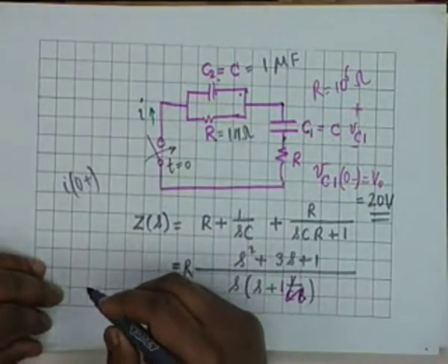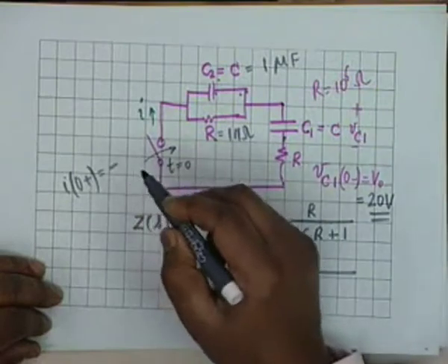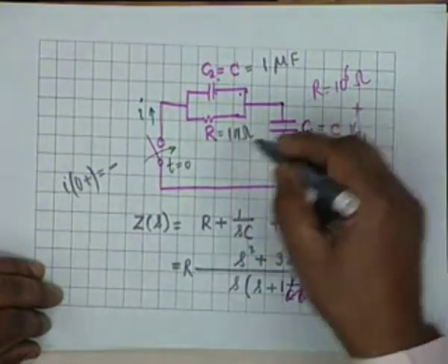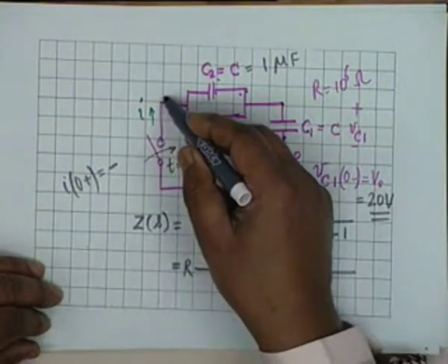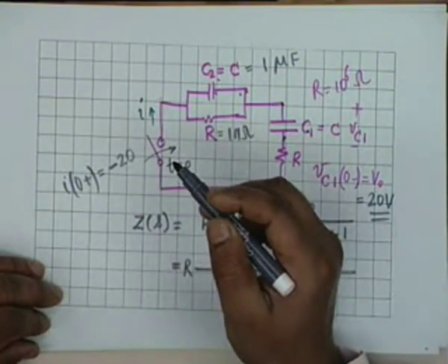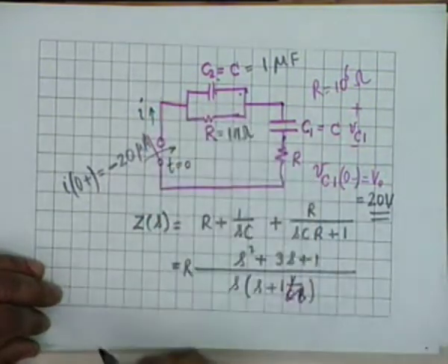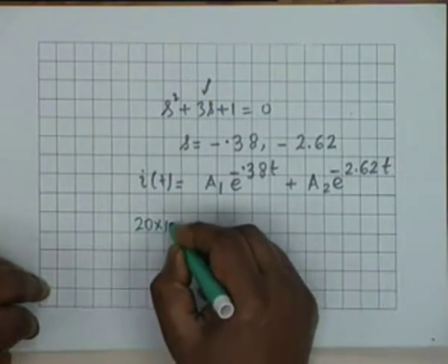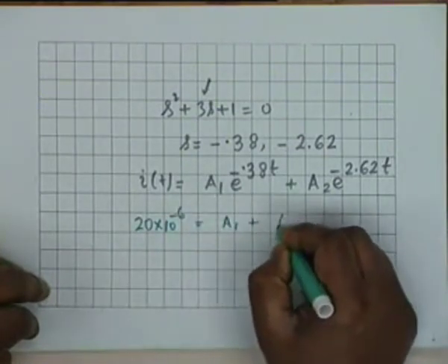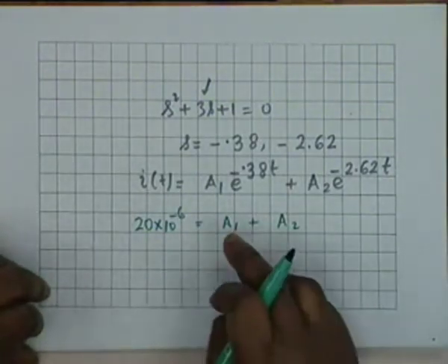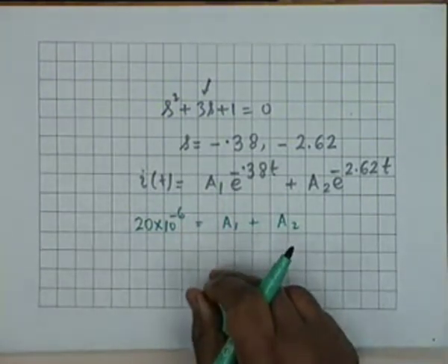And therefore I of 0 minus, I of 0 plus shall be equal to minus, you understand the minus sign? Capacitor is charged like this, so it tries to send the current in this direction, whereas I assumed in this direction. So it is minus 20 volt divided by 1 meg, which is simply 20 microamperes. All right. So one of the conditions is that 20 times 10 to the minus 6 shall be equal to A1 plus A2. That's one condition. I require another condition to be able to evaluate both A1 and A2.